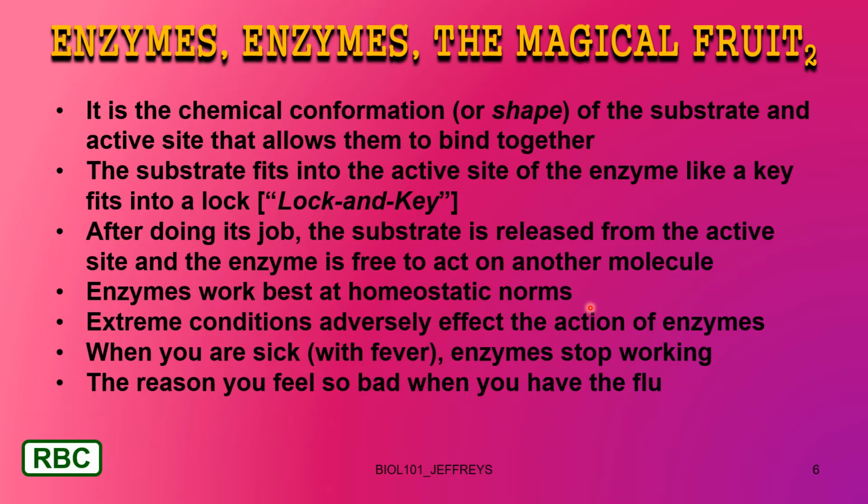We call those homeostatic norms, like a blood pH of 7 or a body temperature of 37 degrees C. 37 degrees C is 98.6 Fahrenheit. That's normal human body temperature, right? Outside of normal human body temperature, when you get a fever and your temperature jumps up to 101 or 102, then your enzymes start shutting down, and that's when you feel like crud. The muscles stop working, digestion stops working, your vision gets blurry, all those things that you experience when you're sick, when you have the flu, that's because the enzymes are no longer working. Your body temperature is outside of the homeostatic range.